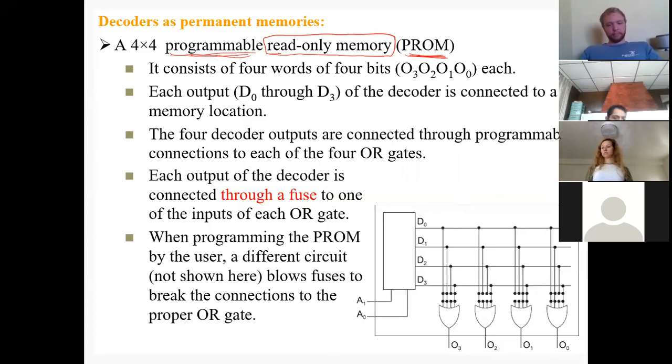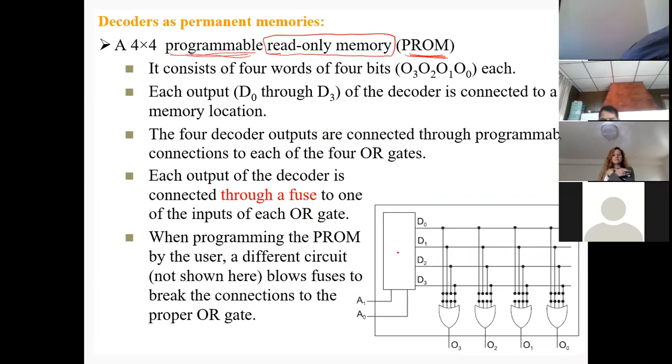Now this is what this memory looks like. We use the decoder. This is the second use of the decoder. Number one, we can use the decoder to implement a function. Number two, we can use the decoder to make the permanent memory. Let me show you how it looks. You'll have a similar homework also, guys. Please pay attention to it, everybody.